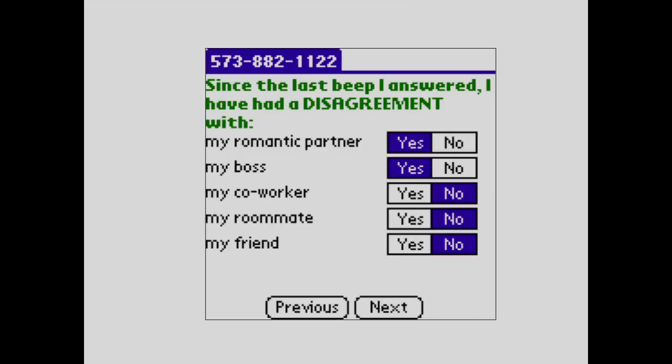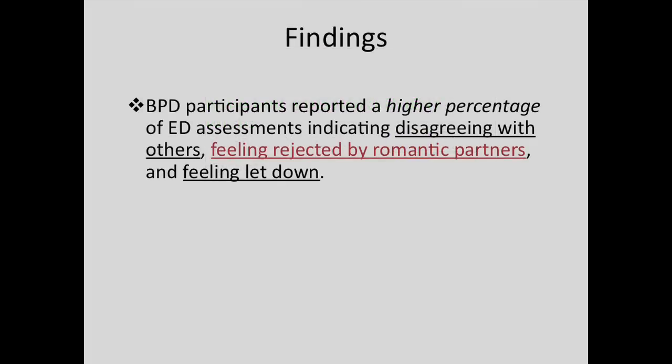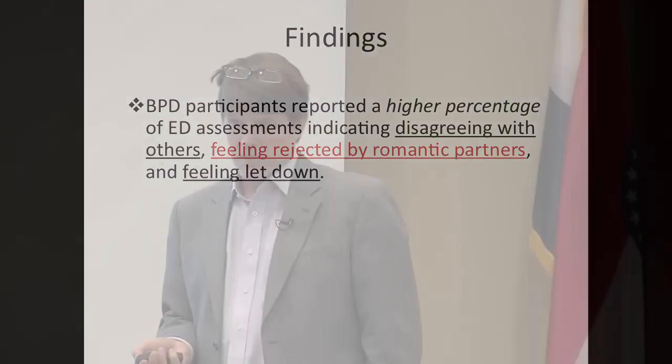And you can see how there's a disagreement, but we had other things we looked at. I'm going to skip over a lot of stuff, but the important one here, what distinguished the BPD folks from those with depression is that they had a higher percentage of assessments indicating disagreeing with others, feeling let down, and importantly, feeling rejected by a romantic partner. So compared to those with major depression, on more occasions in their assessment, they endorsed this.